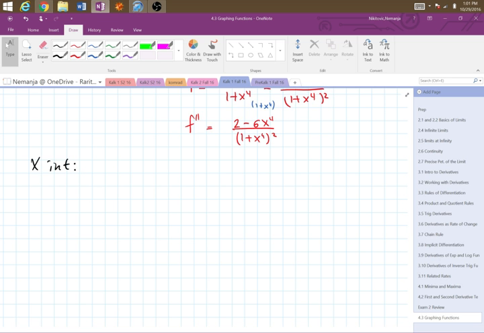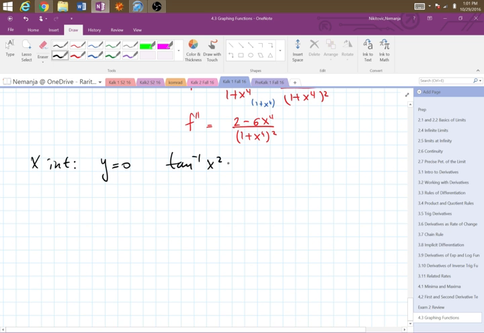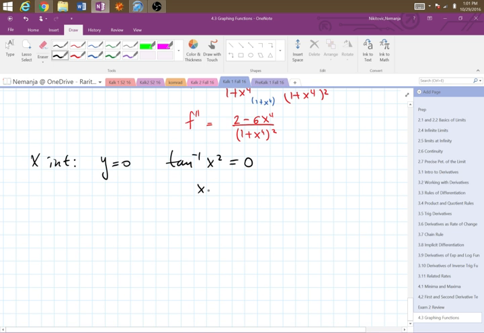The x-intercept: we set y equal to 0, which means that the tangent inverse of x squared is equal to 0. You apply tangent to both sides. We get x squared is equal to tangent of 0, and tangent of 0 is 0. So x squared is equal to 0, from where x is equal to 0. It's giving us x-intercept (0, 0). If the x-intercept is (0, 0), the y-intercept must immediately be (0, 0). So we have the x and y-intercepts done.